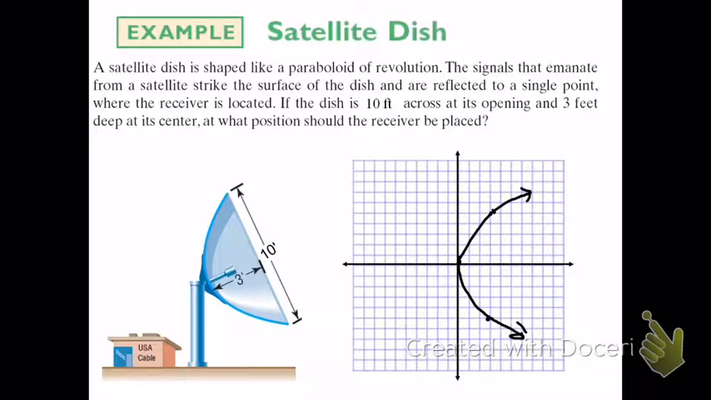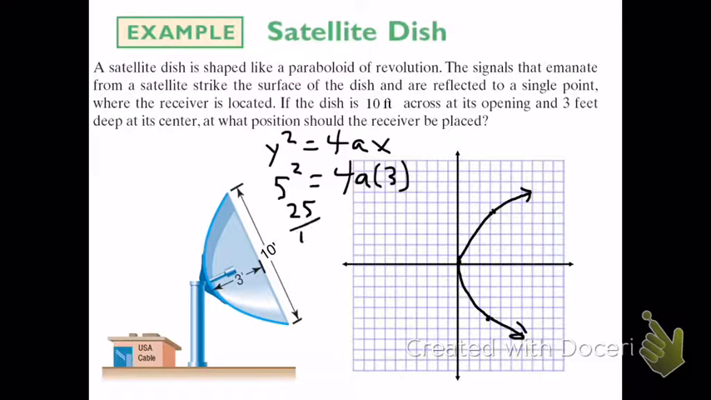We know that it's a right-facing parabola with vertex at the origin, so we're going to start with the equation y squared is equal to 4ax. We're going to plug in one of these points. Let's use the positive coordinates 3, 5. So 5 squared, put 5 in for y, and then 4 times a times our x of 3. And so we're going to be able to find a this way. So we have our 25 divided by 12 is equal to a.